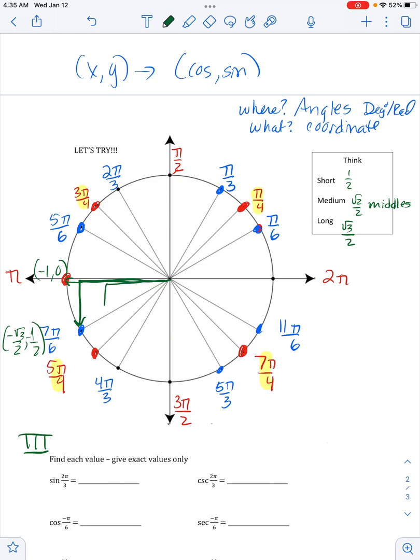Next time, in the middle, middles are always root 2 over 2s. So I would have gone back root 2 over 2, down root 2 over 2. All the middle marks around the entire unit circle are simply root 2 over 2s. And then you just decide the plus or minus based on what quadrant you're in.